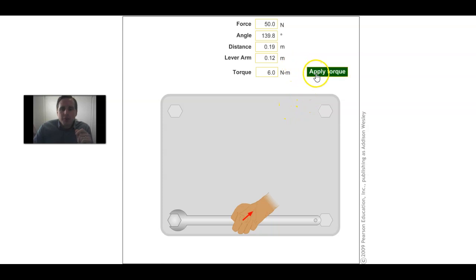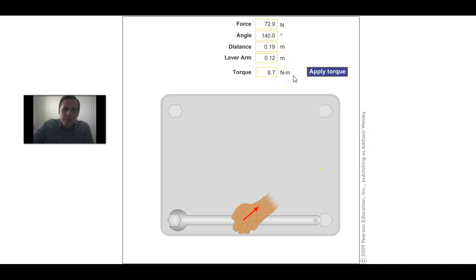So suppose we try to apply this torque. Now there's insufficient torque to turn the bolt. Let's see if we can make our situation better. If we increase the force, I want to keep the location the same, but I want to increase the force only, at this 140-degree angle. If we apply this torque, now it's 72.9 newtons. That's a lot more than we had before, but still insufficient torque to turn the bolt.